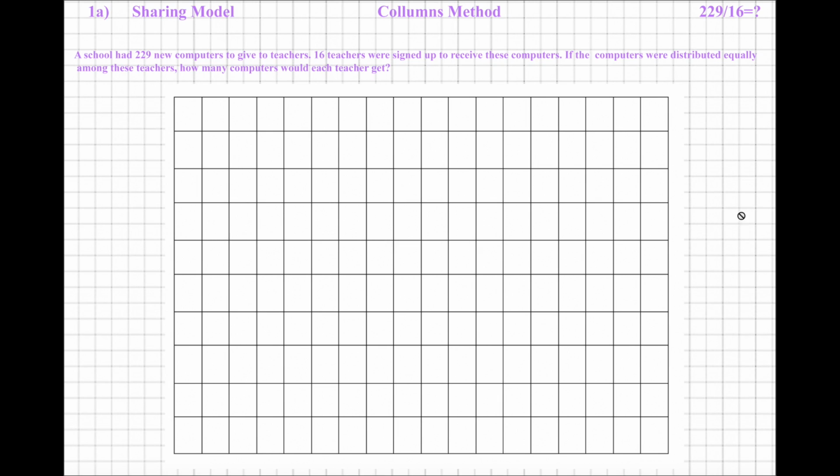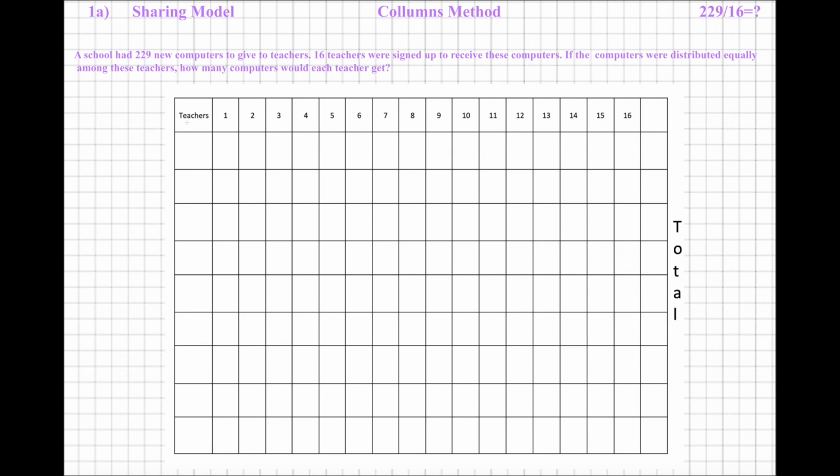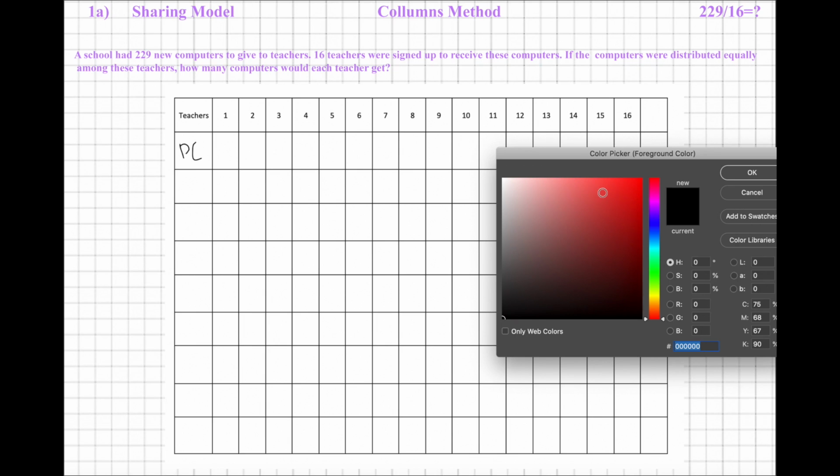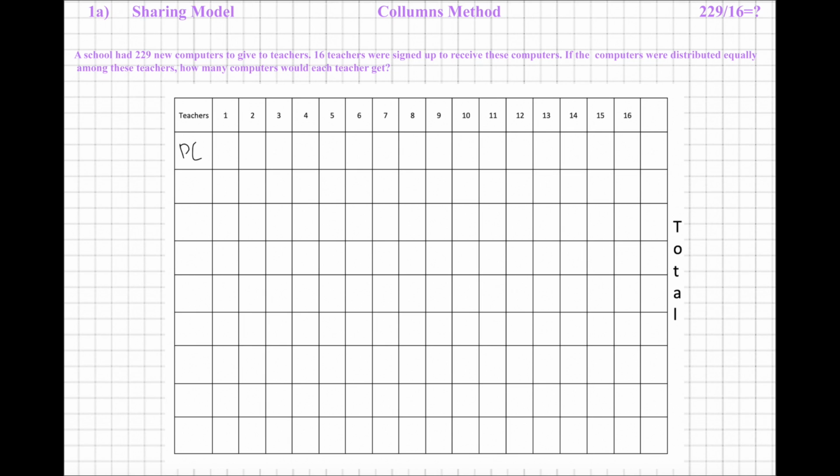So the first thing I did off camera was draw our columns. Then I went ahead and started labeling them. So for the teachers here, we have 1, 2, 3, 4, all the way to 16, which represents the 16 teachers that are signed up to receive the computers. Each column below it represents that teacher. We're now going to go ahead, I'm just going to write PC representing computers. So PC is going to be what we do for that. And I'm going to go ahead and change my color here.